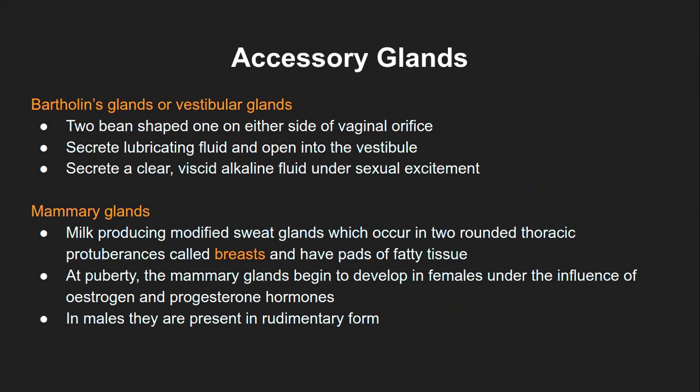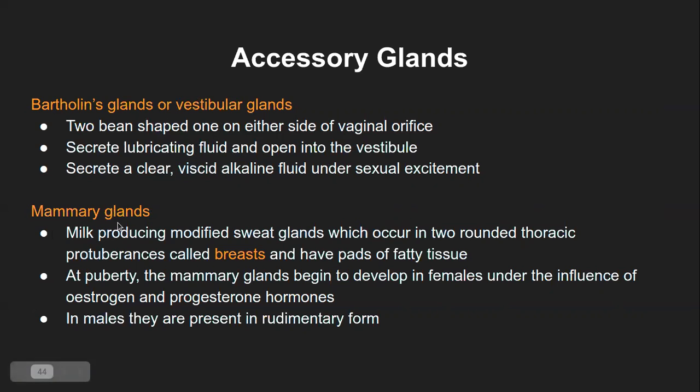So that is the function of this Bartholin's gland, and it secretes a clear viscid, viscid means a little viscous, alkaline fluid under sexual excitement. So either during sexual intercourse or even during masturbation, this liquid is secreted by the Bartholin's gland, or what is so called vestibular glands. So that is the first type of accessory gland.